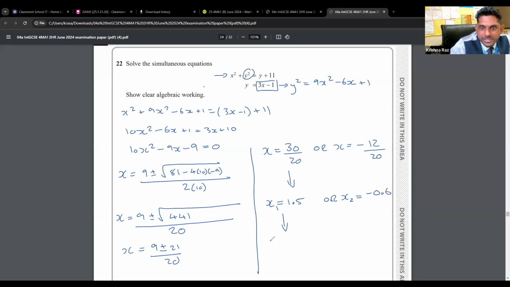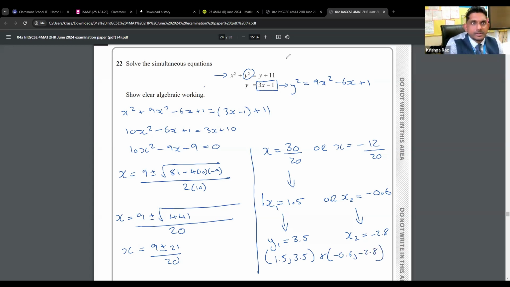And then we sub into the original to get y. So 3 times 1.5 is 4.5, take away 1 is 3.5. And 3 times 0.6 is minus 1.8, so minus 2.8. And that's that. So our coordinates are 1.5, 3.5, and minus 0.6, minus 2.8. Job done. Next one.